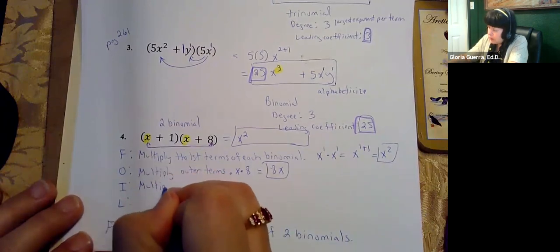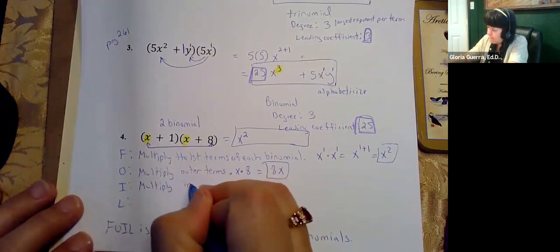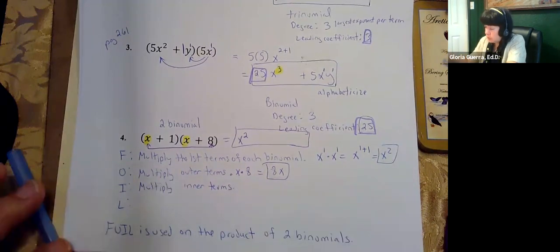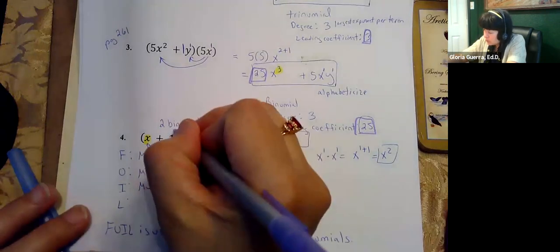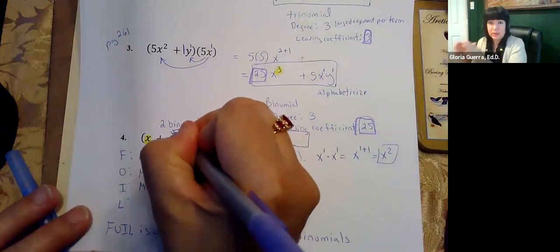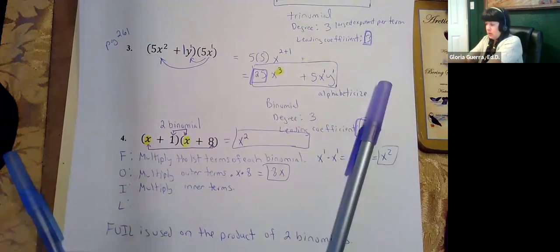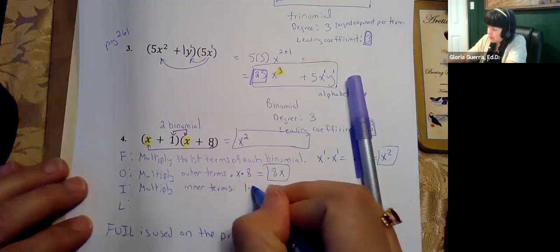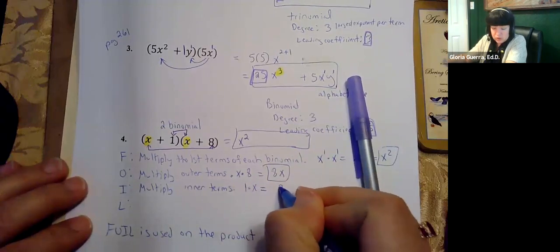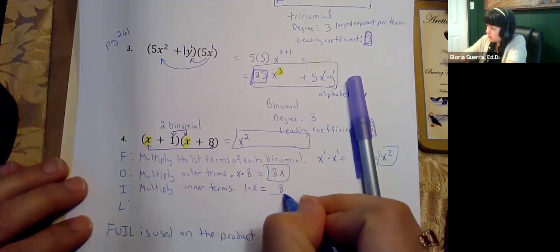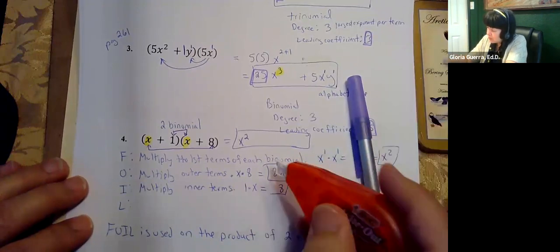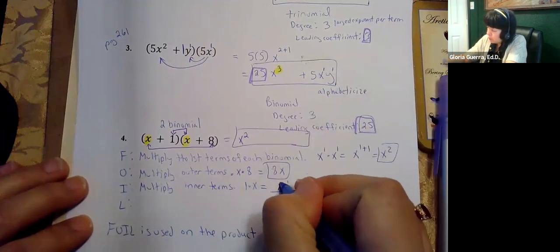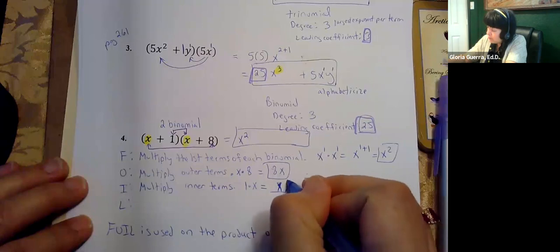And then you're going to multiply the inner terms. So oftentimes teachers will do arrows inside, inner terms. So we're doing 1 times x, which is just x. We don't put the 1, it's imaginary, right?